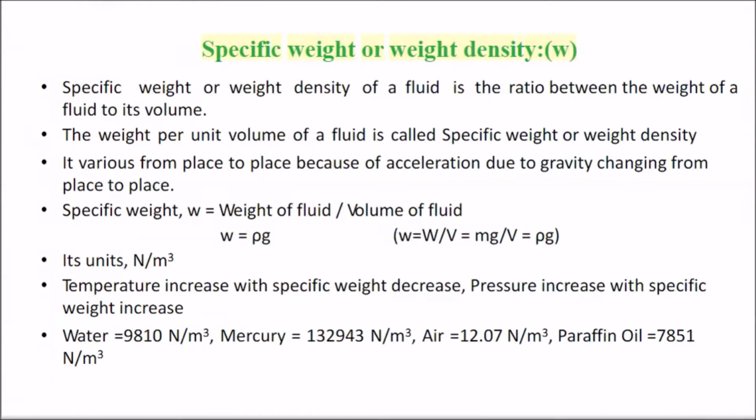Specific weight or weight density, w. Specific weight or weight density of a fluid is the ratio between the weight of a fluid and its volume. The weight per unit volume of a fluid is called specific weight or weight density. It varies from place to place because of acceleration due to gravity changing from place to place. Specific weight w equals weight of fluid over volume of fluid, equals mg/V, equals ρg. Its unit is N/m3.